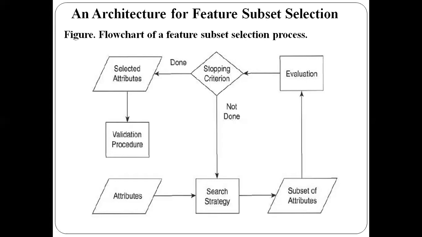Validation is nothing but checking these subset of attributes by running them. Those subset of attributes will be given as input to the target data mining algorithm and they will be evaluated here. Whatever subset of attributes you have got, you will be validating here. One of the evaluation measures is that you run that algorithm on the full set of features, and you also run that algorithm with only these selected features.